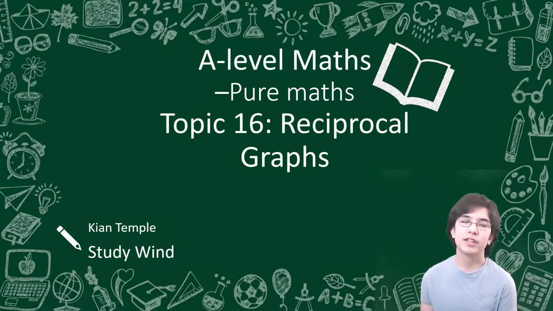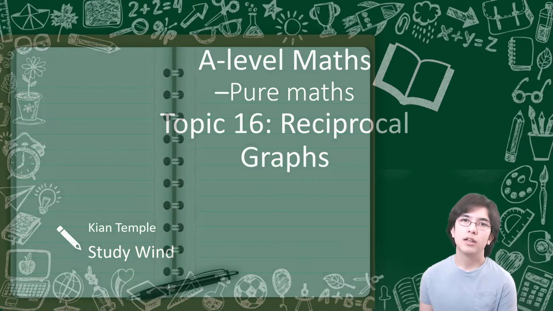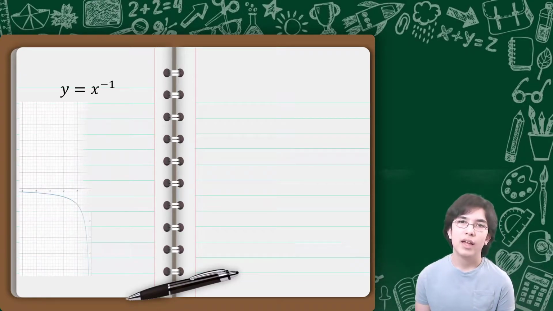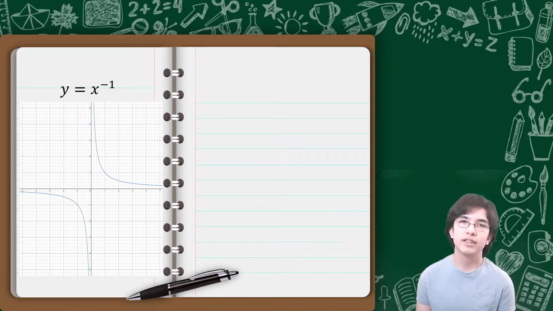Today we will be looking at reciprocal graphs. So a reciprocal graph is a graph which has something to the power of -1. For example, y equals x to the power of -1. That's an example of a reciprocal graph. And a reciprocal graph looks somewhat like this.